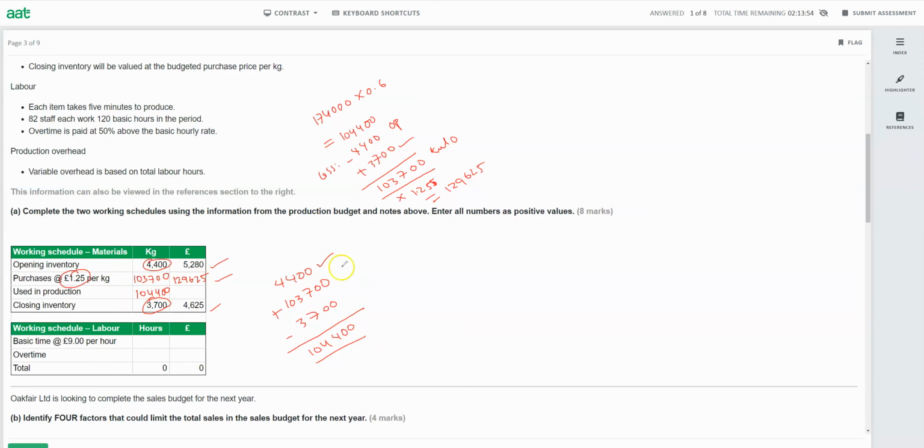This calculation you have to do yourself. It does not depend on any working. So once we have the other calculations, we can find the missing one. The same way we do for this one. So 5,280 was the value, 129,625, and then minus 4,625, and that will give me 130,280. And that's our material budget.